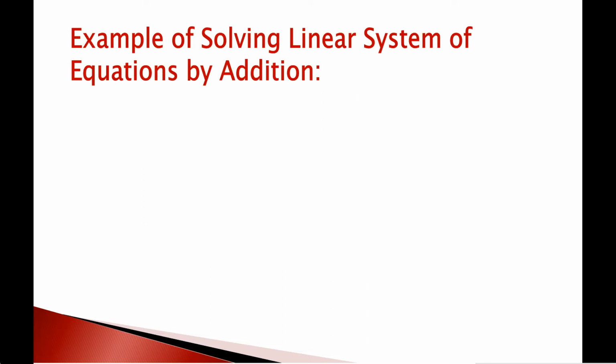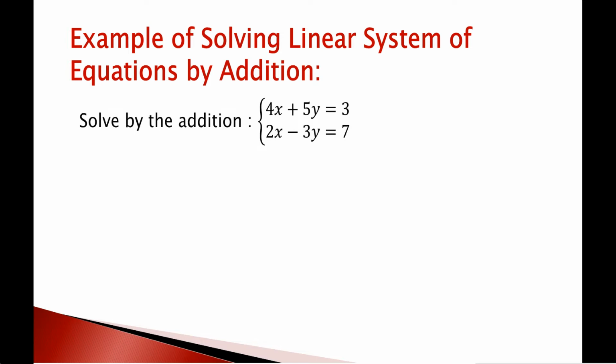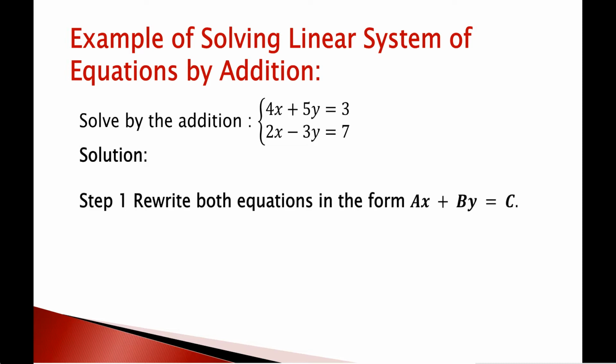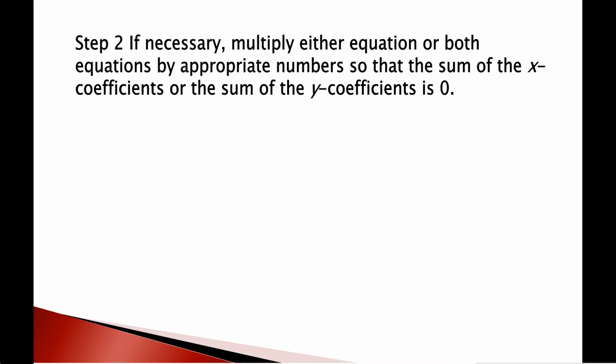Let's do one more example to solve a linear system of equations by addition. This time, we are going to solve the system 4x plus 5y equals 3, 2x minus 3y equals 7 by addition. First step, rewrite both equations in the form ax plus by equals c. As you can see, both equations are already in that form, so we don't have to rewrite anything. Let's go to step 2.